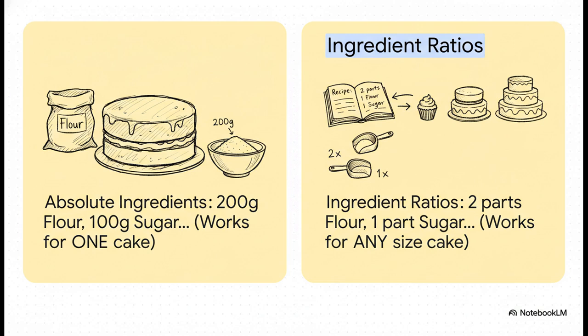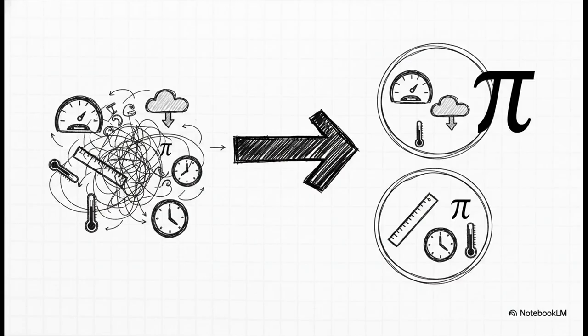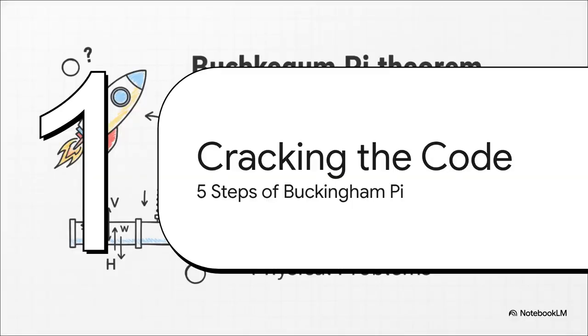The big idea here is that the relationship between variables is so often way more important than their individual values. So, our mission, if we choose to accept it, is to stop thinking about 5 separate variables and instead discover the fundamental ratios, these powerful groups that really govern the drag on a sphere. We want to find that universal recipe that works for any fluid, at any velocity, with any size sphere. And the tool we're going to use to systematically find these special groups is the Buckingham pi theorem. It gives us a really clear 5-step process to basically crack the code of any physical system. Let's walk through exactly how it works.